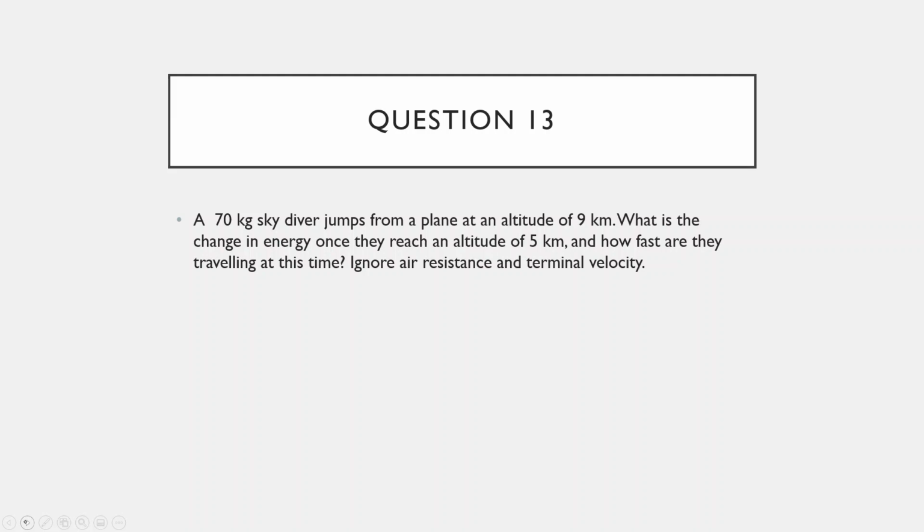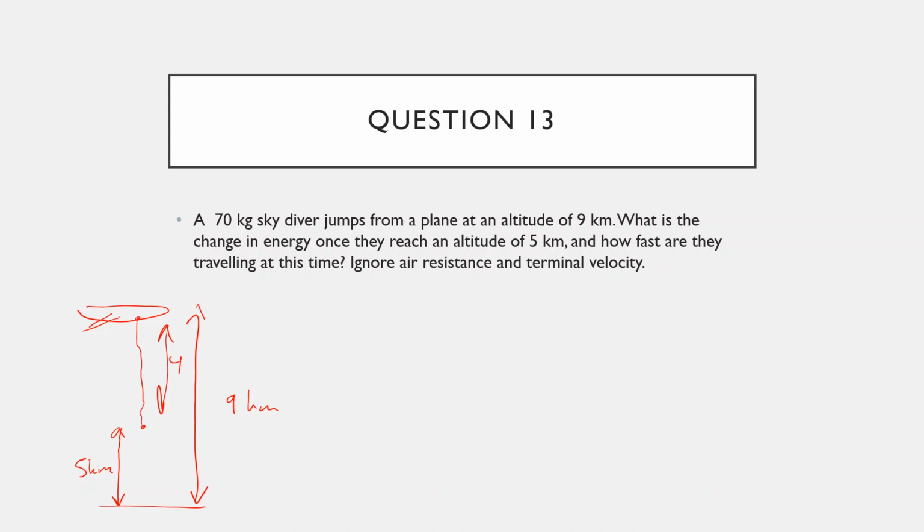We've got this skydiver jumping out of a plane. Here's a plane, skydiver jumps out, whee! The height from the ground is 9 kilometers. However, we're now talking about the change in energy once they reach a height of 5 kilometers. Looking at this jumper, what is their change in height? What is their change in distance? Well, that's just 9 minus 5, which is 4.